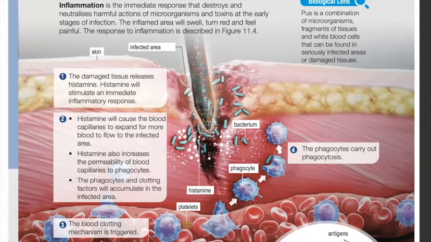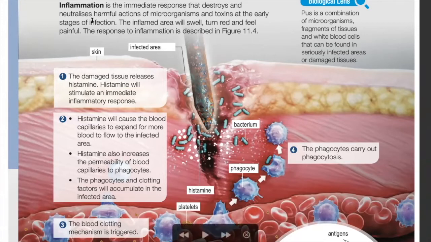Kemerah-merahan. Sebagai contoh, if you are cut by nail, tiba-tiba awak terkena paku, you notice that the affected area becomes reddish, dia akan jadi merah-merah. Sebab apa? Okay, jom kita tengok.